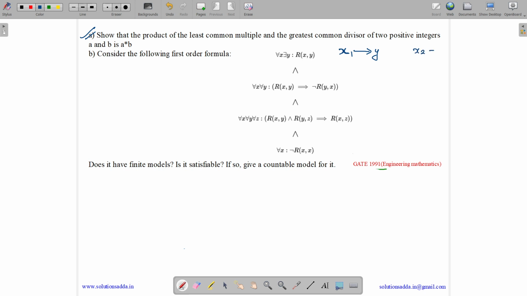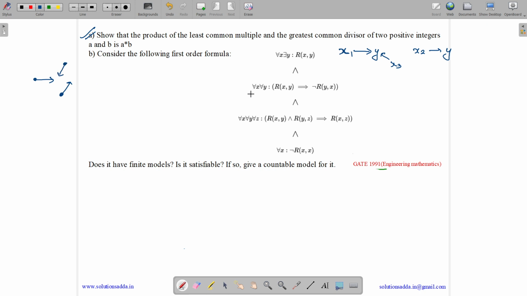Which means for all x, if we have an x1, we will have a y for it. If we have an x2, we will have a y for it. They may have a common y. If we have an x3, we will have a y for it. Let us try to break it down in the form of a graph. It will be easier. So what it means, if for all x there exists a y, it means for every node there will be an outgoing edge, which means it will be related to something.